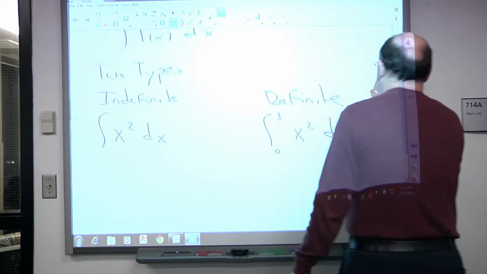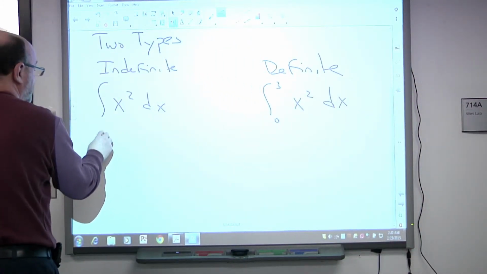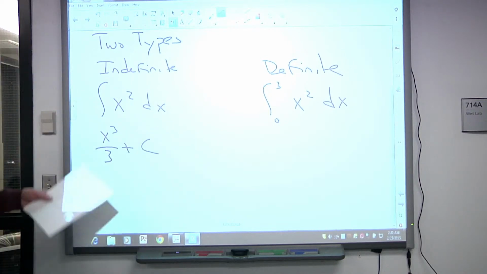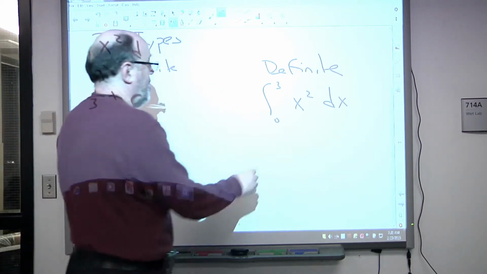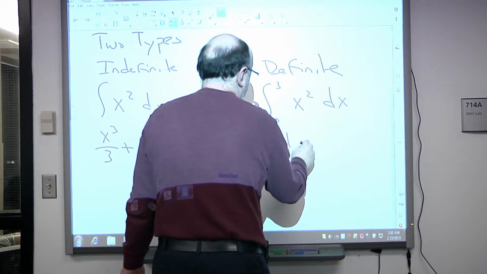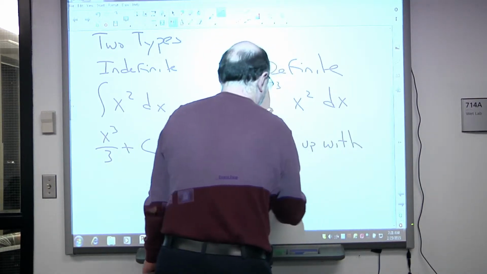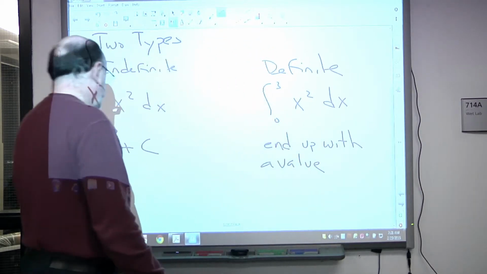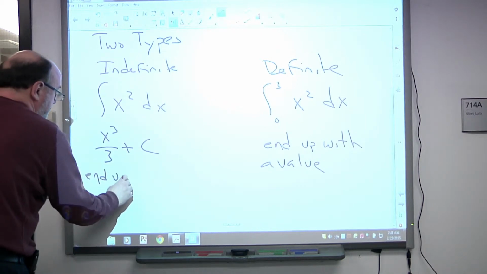If I integrate both of these, or find the antiderivative, we find out that this one would be x cubed over 3 plus c. And this one will actually end up with a value. We'll save that for a moment until we get to how this works. Okay? And so in indefinite integrals, we end up with basically an equation.